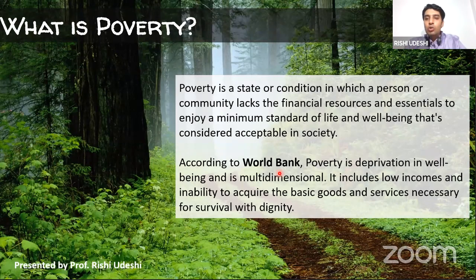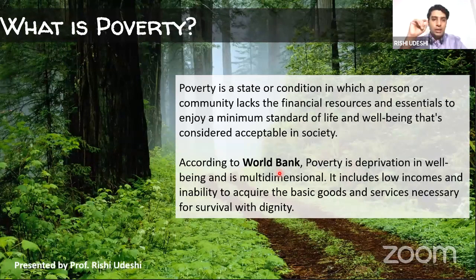Then it includes low incomes and inability to acquire the basic goods and services necessary for survival with dignity. It includes what? It includes low incomes, and besides that, inability to acquire basic goods and services necessary for survival with dignity.